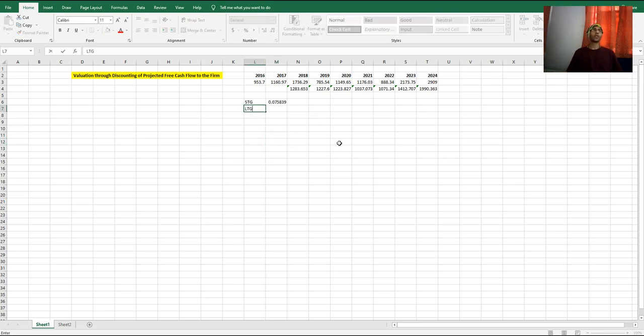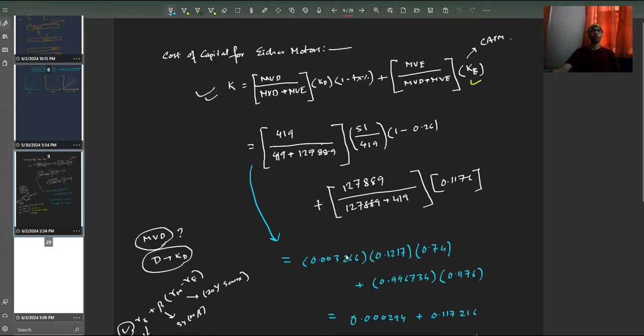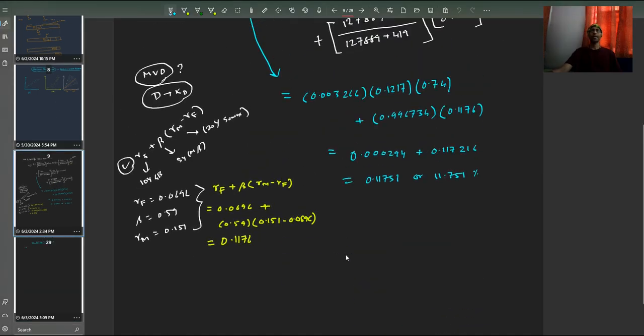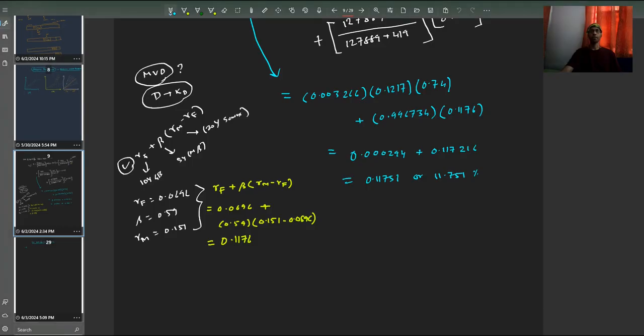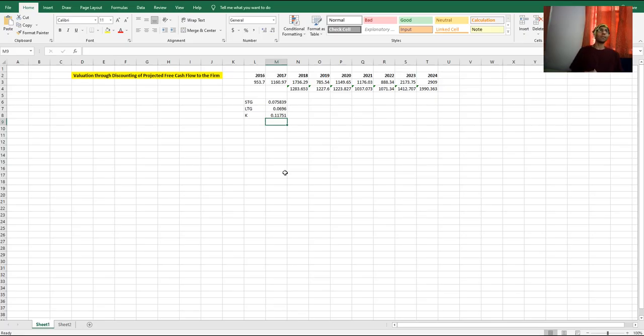What do we consider the long-term growth rate to be? Let us consider it to be the risk-free rate, or 0.0696. Cost of capital, K, we already have it. Let us check the number once again. It is 11.75%, so 0.11751, I think. Is it? Yeah, 751. So we have all these numbers, friends.